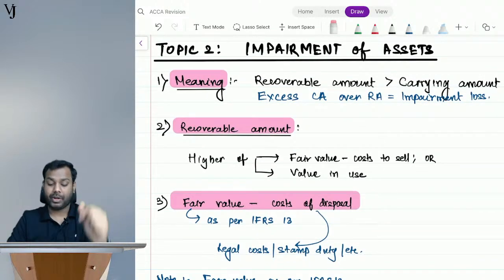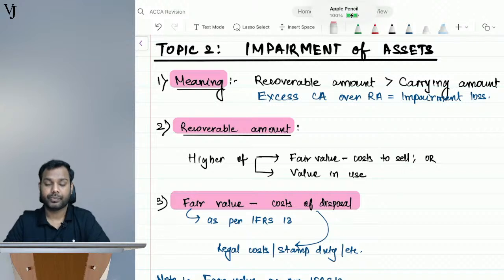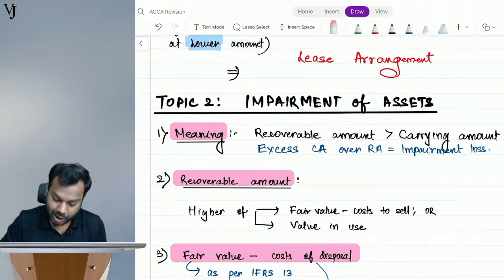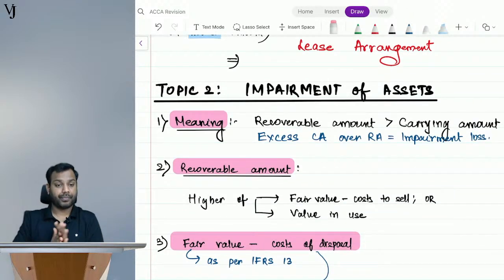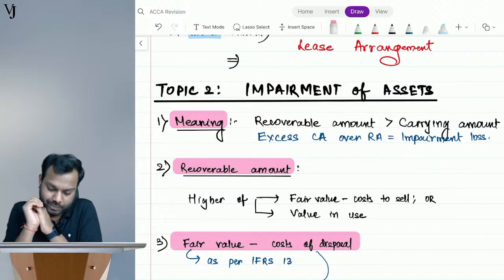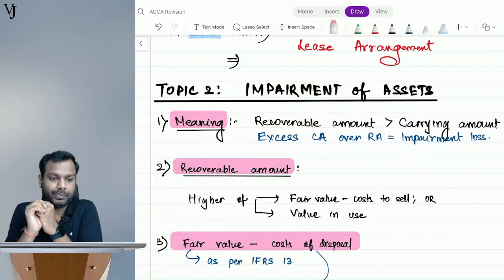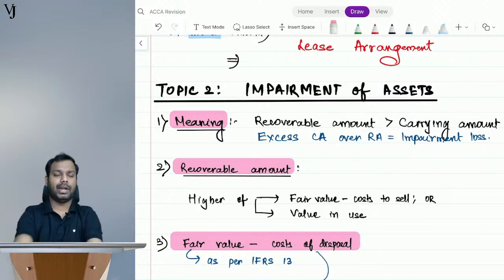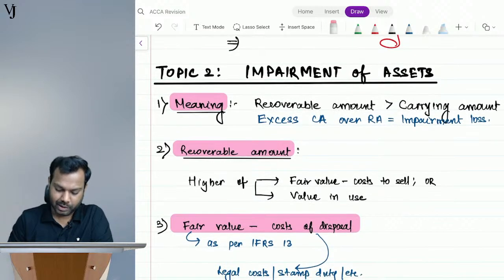Can we move on to topic 2 for the day, impairment of assets? We completed our revenue discussion in 1 hour and 15 minutes. That's not bad. Generally, we take 3 classes, around 8 to 9 hours, in the regular classes for revenue.